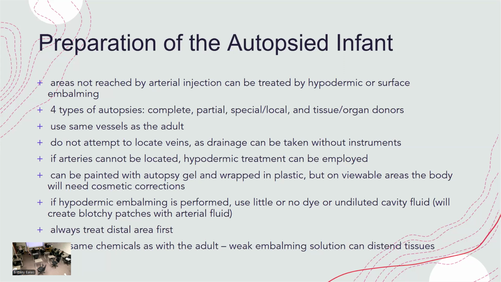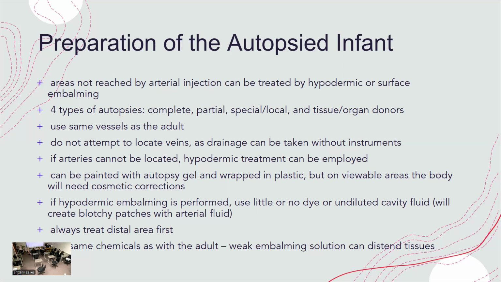There are different types of autopsies. There's a complete autopsy, which Mississippi's been doing a lot of from what I hear. You may also see a partial, a special, or local. Let's say if they died of something from the brain, and maybe they just did a cranial. And also there are infant organ donors.